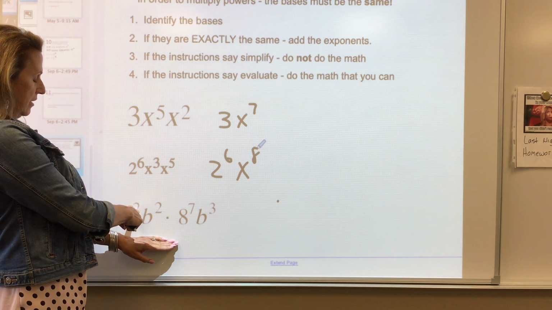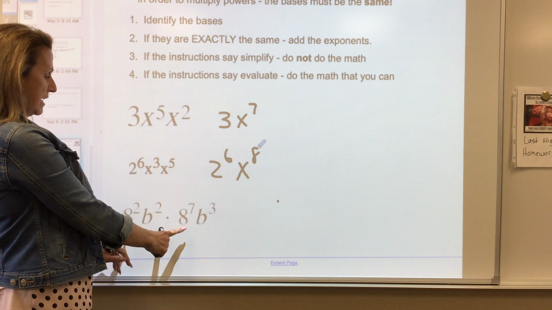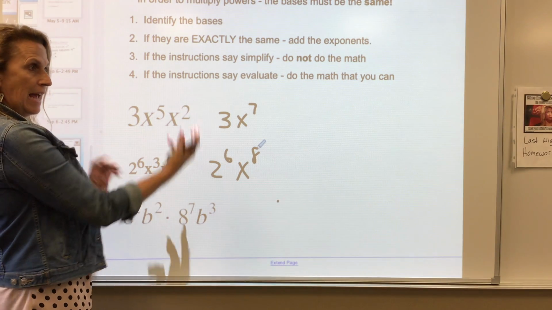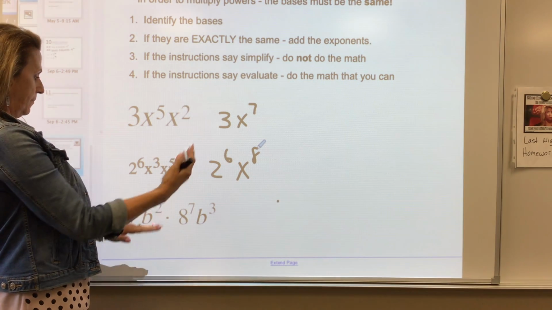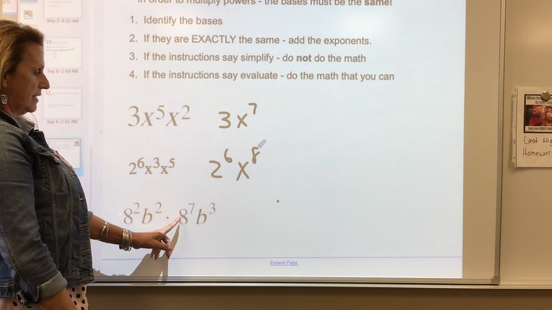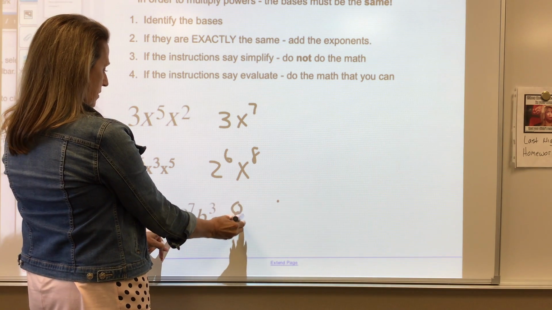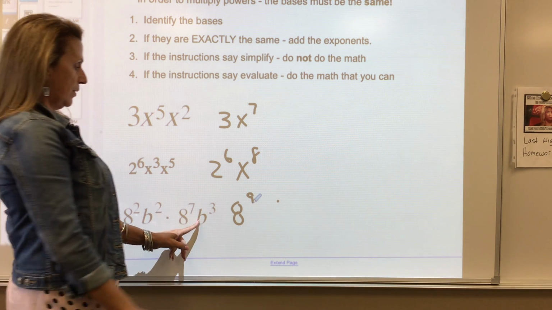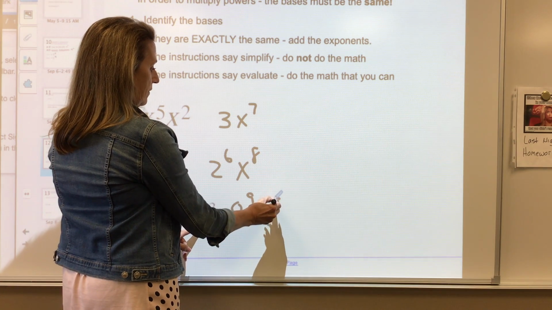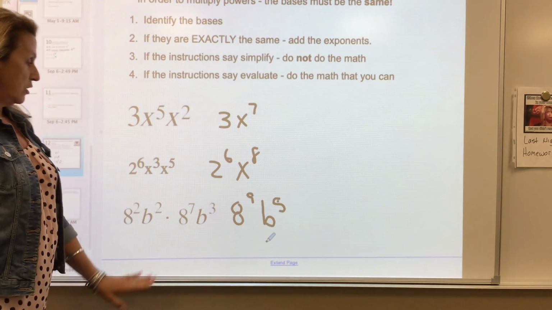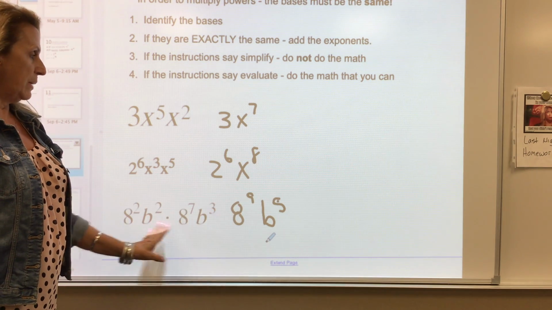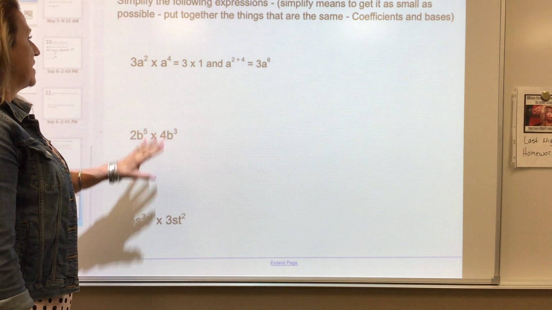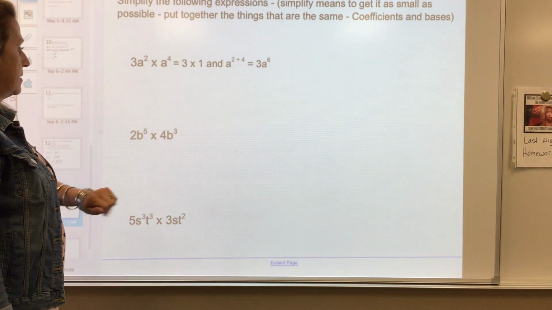8 has an exponent. That makes my 8 bases. So I can add their exponents because if it has an exponent, it's a base. So I have 2 8's here and I have 7 8's here. So I have 9 8's altogether. I have 2 b's, I have 3 b's, so I really have 5 b's. So this is going to be 8 to the 9th, b to the 5th. That's just kind of breaking down what the logic means, or how it works.